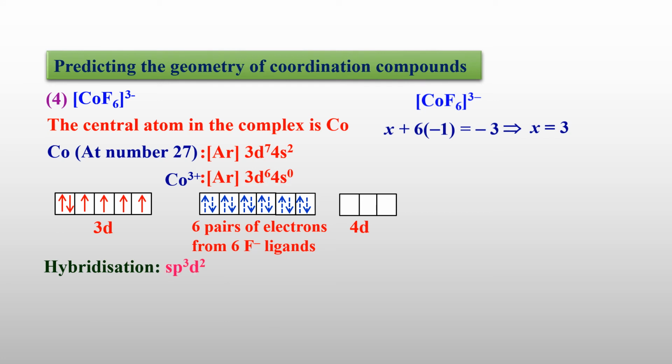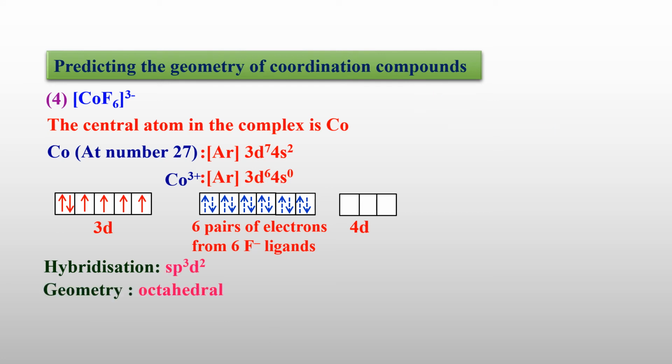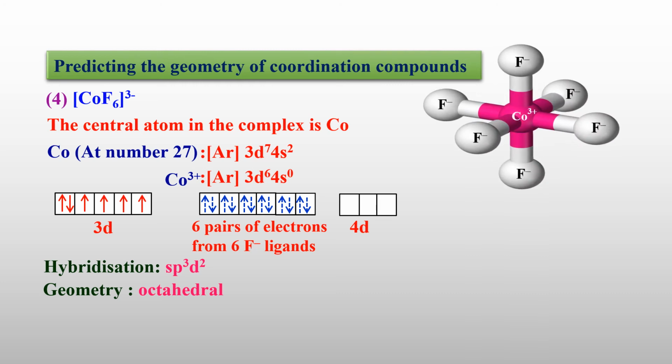Now see, hybridization is sp3d2, geometry octahedral. Now see whether the unpaired electrons are present or not. In the 3d, 4 unpaired electrons are present. Then it is nothing but paramagnetic in nature.